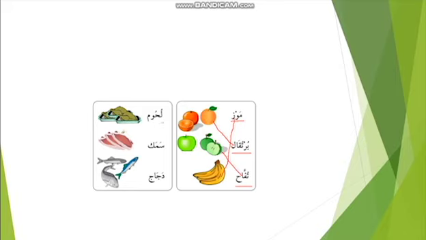Another exercise. لحوم. Where is the لحوم? Try to answer it. Try to think about it and answer. لحوم is this. سمك is this. دجاج, chicken. The last word is this.